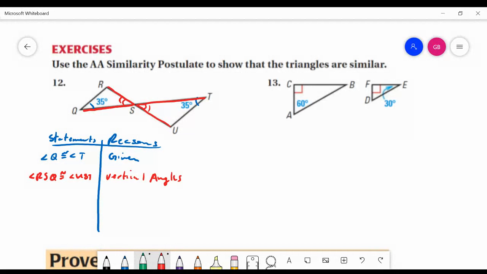Okay. So now that I have that two pairs of angles are congruent, now I could say that triangle QSR is similar to triangle TSU because of the angle-angle similarity theorem.